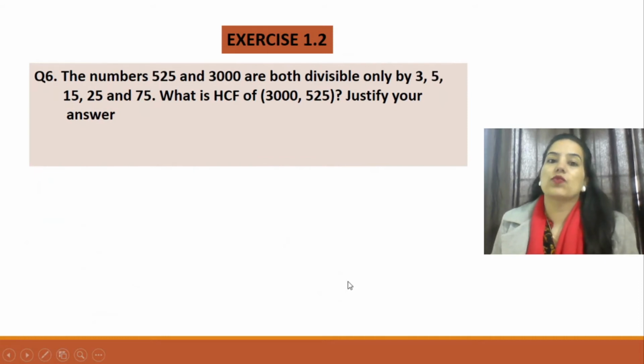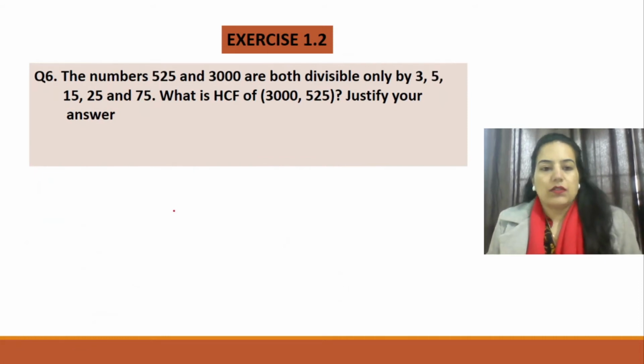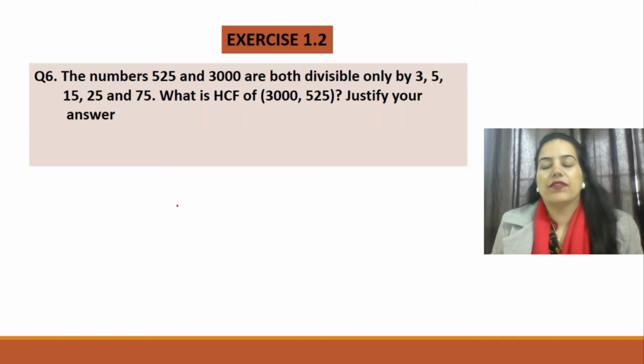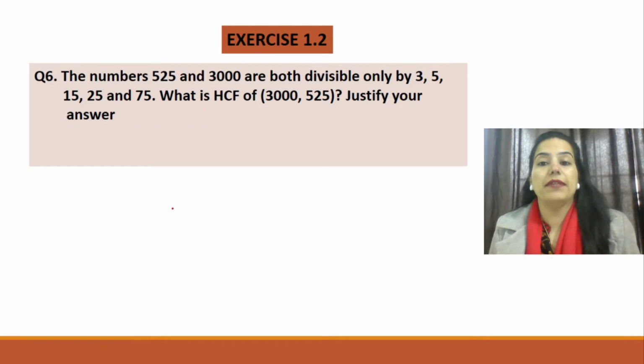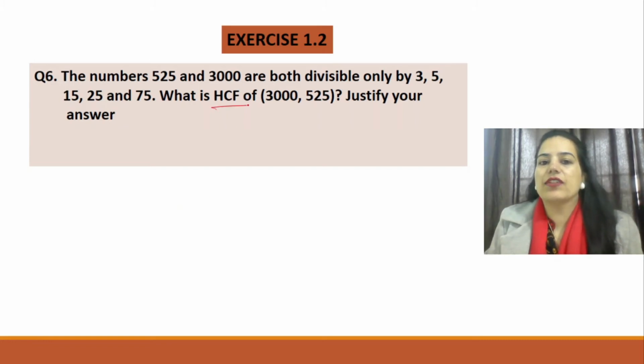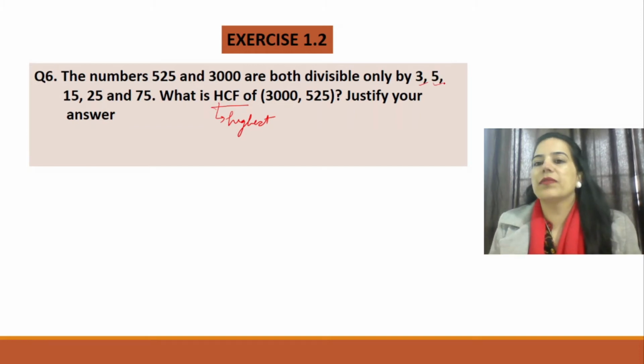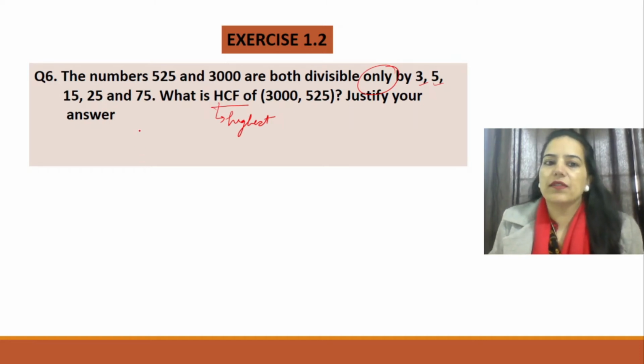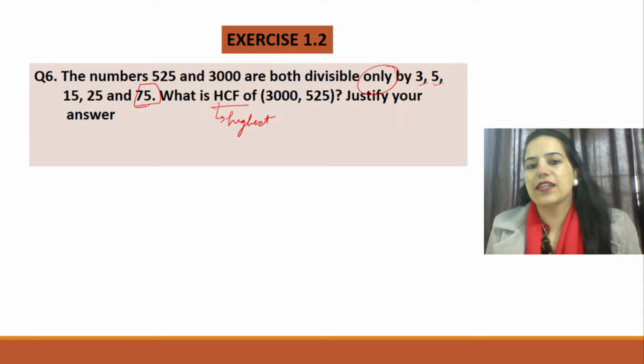Now moving on to exercise 1.2. Question number 6. The numbers 525 and 3000 are both divisible only by 3, 5, 15, 25 and 75. Right? Both of them are divisible. What is the HCF? By definition, HCF means the highest common factor. So they have already given us the list of common factors because both of them are divisible by only 3, 5, 15, 25 and 75. The word only tells that there is no hidden factor left. These are the only common factors. So what is the highest among them? 75. So the HCF is 75.